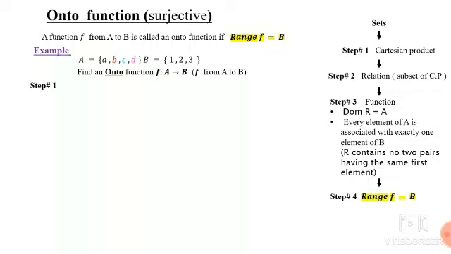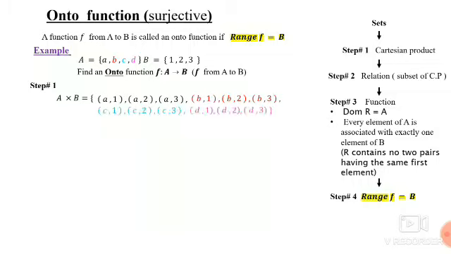Now start step number 1, make Cartesian product. We have learned how to make Cartesian product. This is the Cartesian product, A cross B. Now take a relation. Let us consider a relation, a subset of Cartesian product. This one. We have taken these four ordered pairs. Let us check whether it is a function or not.